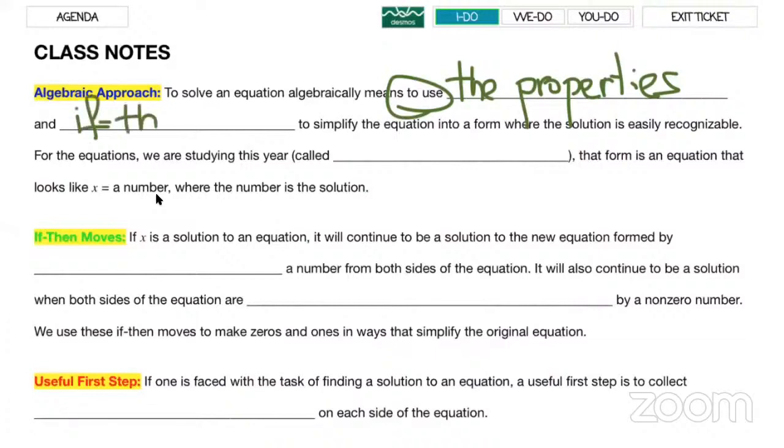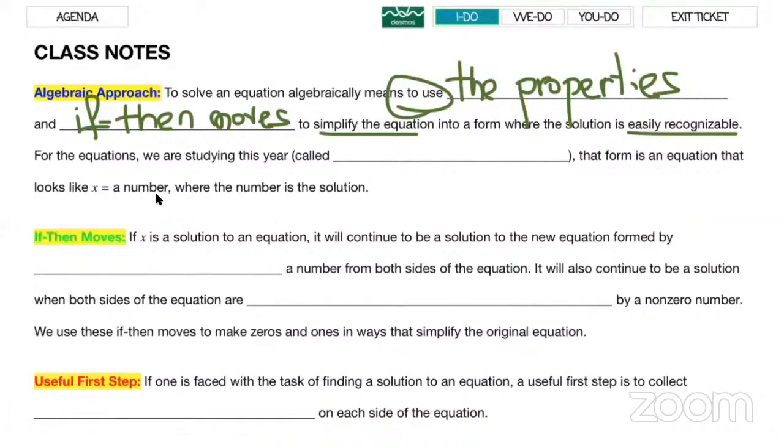We talk about these if-then moves a lot, and we will talk about them a lot later also, because it's a very important skill that we need to learn to simplify the equation into a form where the solution is easily recognizable. Easily recognizable means variable equals something, okay? X equals 5, Y equals 6, an easy way to rewrite it whenever you see equations.